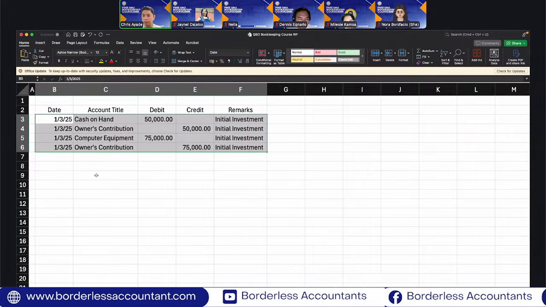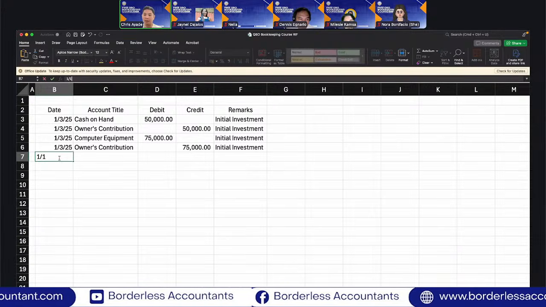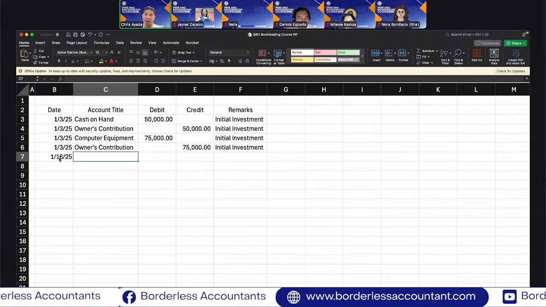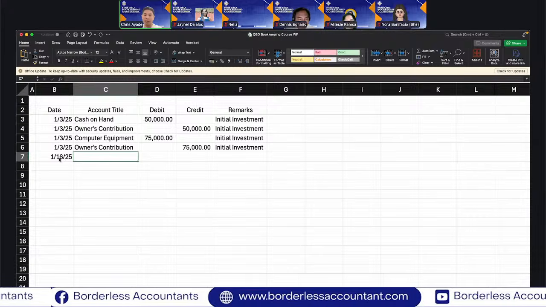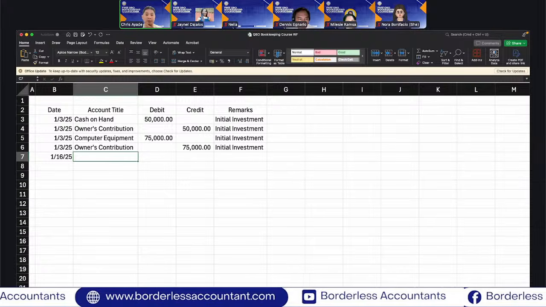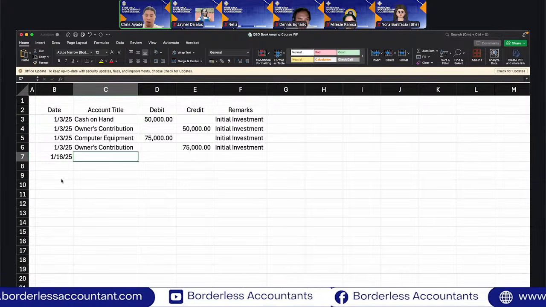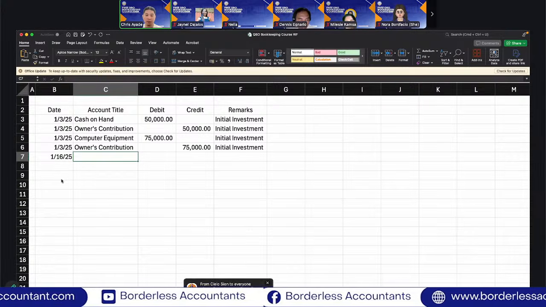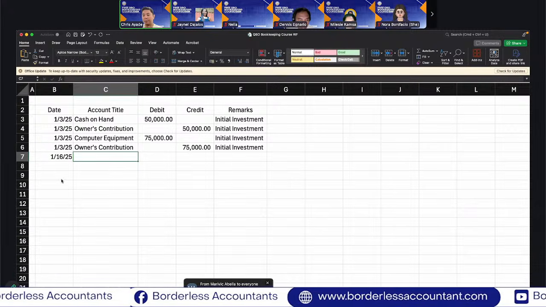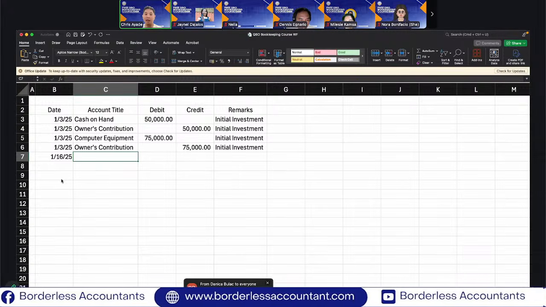Okay? So let's say, for example, middle of the month, sinuwerte ka, nakakuha ka ng client agad. So let's say January 16, 25. Again, nag-send ka na ng invoice dun sa client, pero hindi ka pa binayaran, right? So what would likely be your debit? Anong account involved doon? Kapag kunyari, nag-render ka na ng service dun sa client, nag-send ka na ng invoice, hindi ka pa binayaran. Ano likely yung natanggap mo nun?